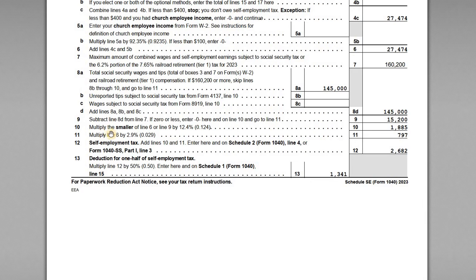$15,200. So line 10 asks us to multiply the smaller of line 6 or line 9 by 12.4%. So the smaller value here is line 9. So we multiply 15,200 by 12.4%, and we're left with 1,885. What this does is it effectively taxes only the difference and not the full amount of that net Schedule C earnings subject to self-employment. So we've got the 1,885.